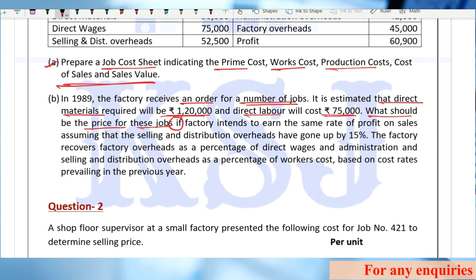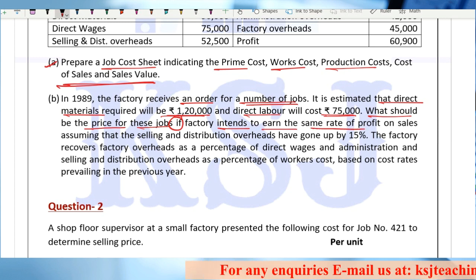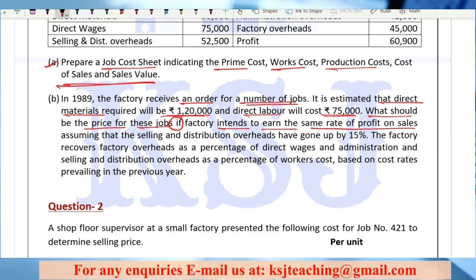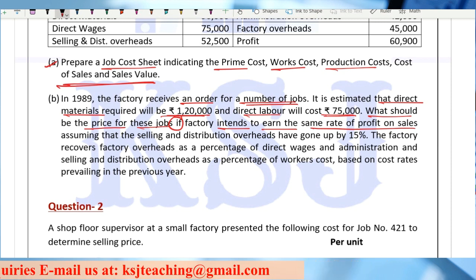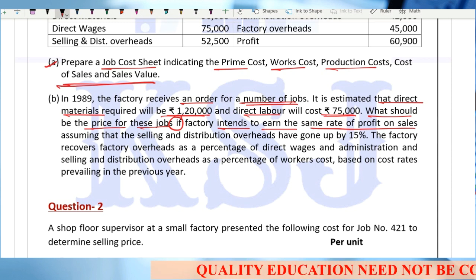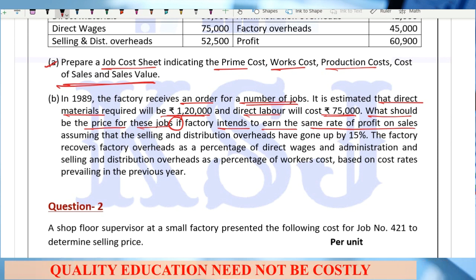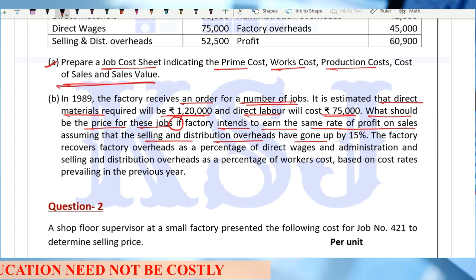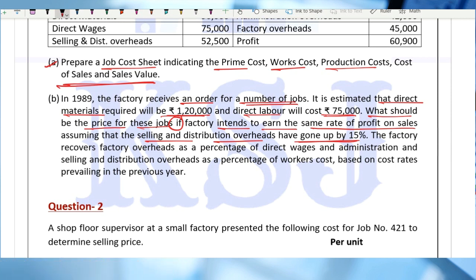If the factory intends to earn the same rate of profit on the sales. Sir, what is the rate of profit on sales? Can you tell me what is the rate of profit that the company is currently earning? They say that the company wants to earn the same rate of profit, assuming that selling and distribution overheads have gone up by 15%, that is increased by 15%. Agreeable. The factory recovers the factory overheads. Now the word used here is recovers.